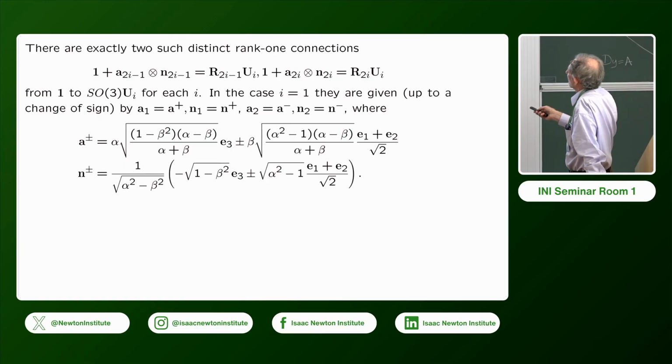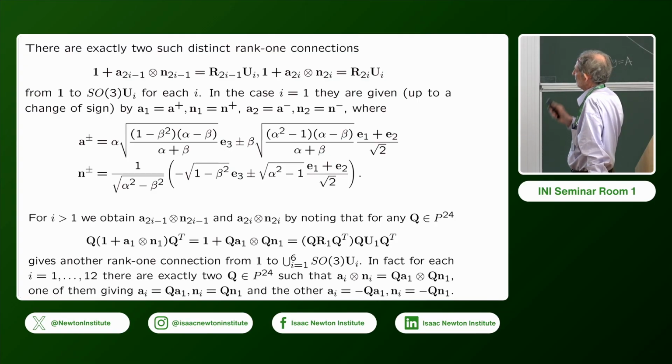And you see that they're given explicitly in terms of, well, the vectors e1, e2, e3, they're unit vectors in the 1, 2, 3 directions. And then we have the two, alpha and beta, the two deformation parameters. Remember, I assumed that gamma was equal to 1. Okay, so they're explicitly given by these formulae.